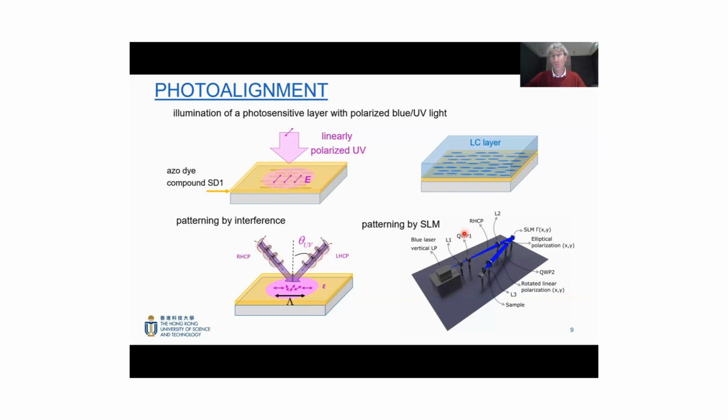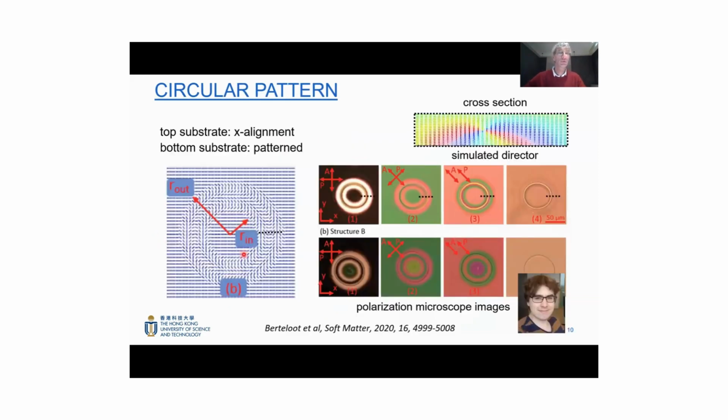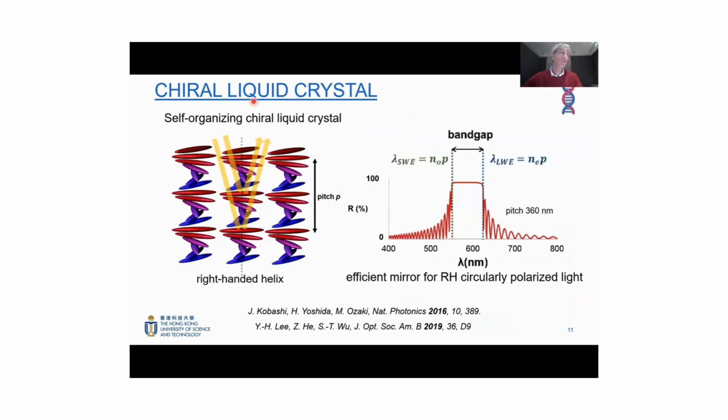And you can also make a setup. You can also use a kind of display to project onto a substrate and make complex patterns. And here I show you just a few patterns. So we have made ring patterns which are nicely visible in the microscope. We can also use chiral liquid crystal. If you add some chiral dopants, this material can change and form a helix.